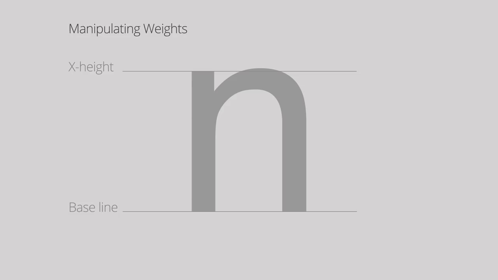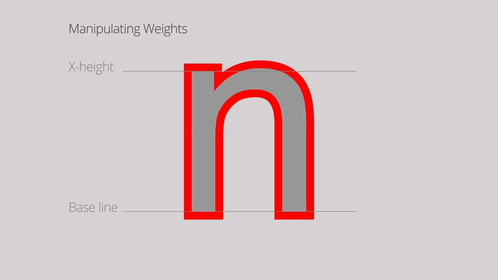In this example here, we see the letter N. Now, it's very easy to change the weight in a program like Adobe Illustrator by simply adding a stroke to it. Notice, though, that we have changed the height of the character, which we may not have intended to do.